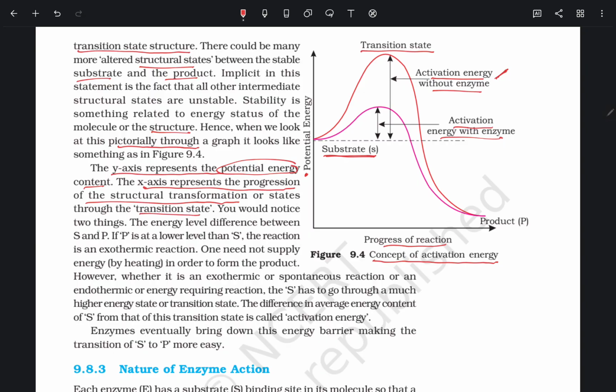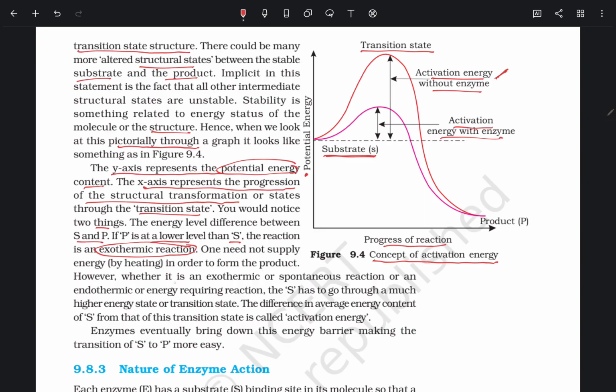You would notice two things. The energy levels differ between S and P, substrate and product having different energy levels. If P is at a lower level than S, the reaction is an exothermic reaction. One need not supply energy in order to form the product.